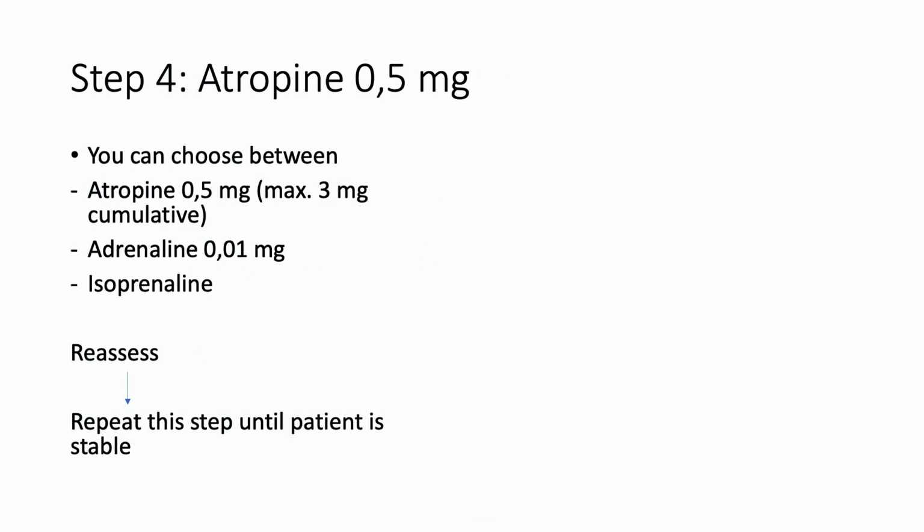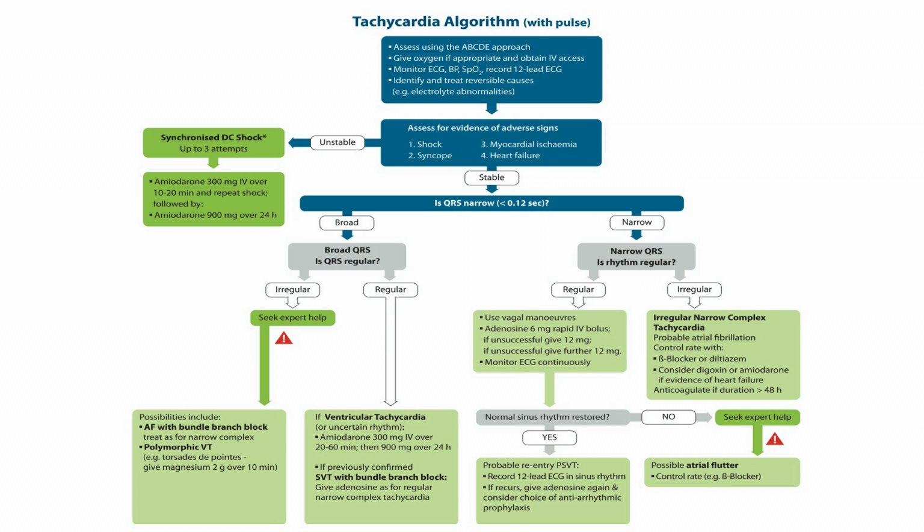If the rhythm is still one of these 4, then in step 4 you can choose between 3 options. The first option is we can repeat the atropine 0.5 milligrams, or we can choose adrenaline 0.01 milligrams, or we can choose isoprenaline. Personally, I prefer to give adrenaline 0.1 milligrams. After this, you reassess and you repeat this step until the patient is stable. We finished the bradycardia algorithm.